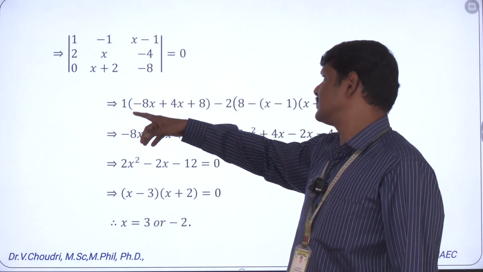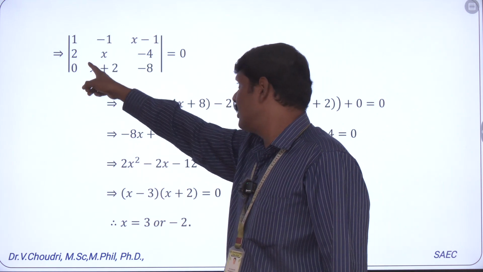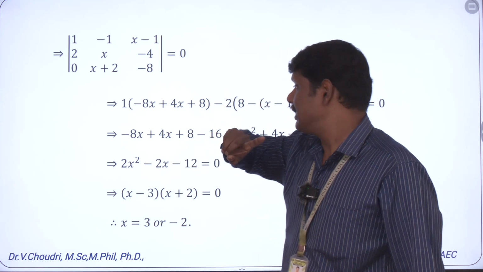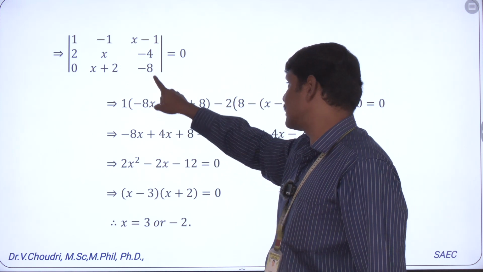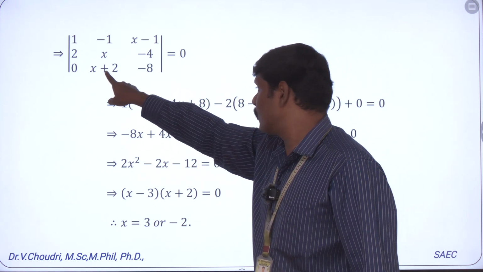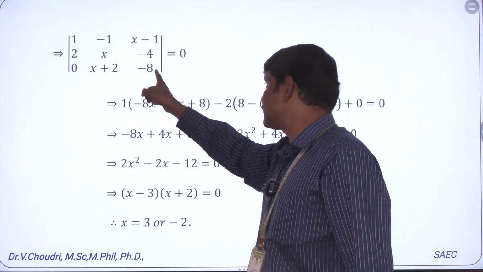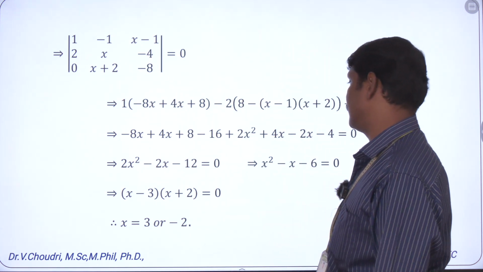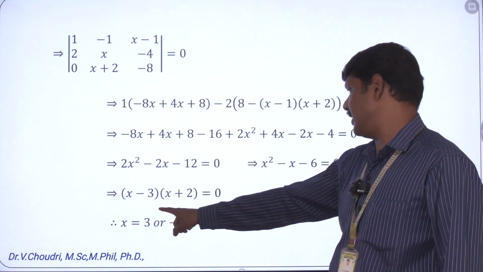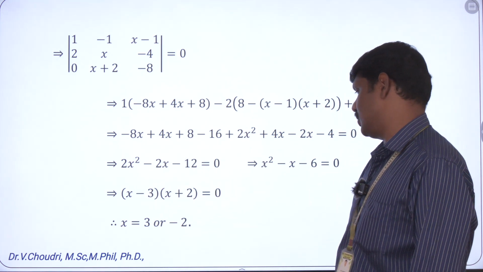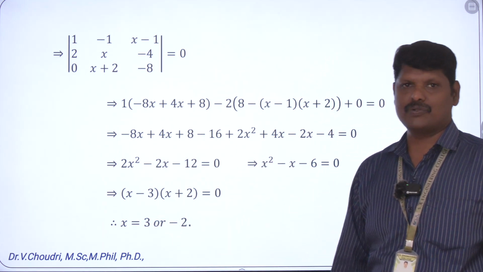See here, the first column is 1, 2 and 0. So expanding the determinant by the first column: 1 into minus 8x minus 4 into x plus 2. Second, minus 2 into plus 8 x plus 2 into x minus 1. The third term goes to 0. Simplifying this, I am getting x minus 3 into x plus 2 equal to 0. So what is the value of x? x equals 3 or x equals minus 2.